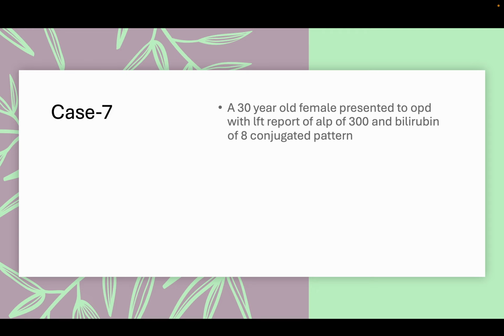So amoxicillin clavulanic acid, clindamycin, valproate, phenytoin, OC pills, anabolic steroids can all cause it. Carbamazepine can cause bile duct injury also, that can cause vanishing bile ducts. So always ask for drug history. This might be a case of OC pills related bland cholestasis pattern.